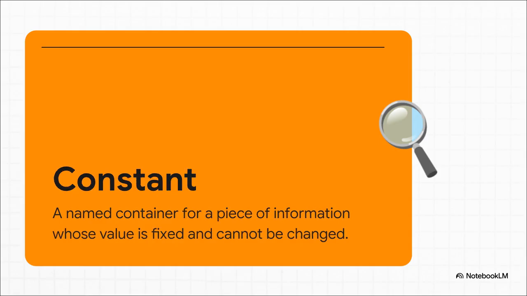But then you've got the opposite. Some things are just set in stone. We call those constants. Think about it. There are always 12 eggs in a dozen. There are always 60 minutes in an hour. In our recipe, that baking temperature of 350 degrees, that's a constant. It's not going to change. So that's the big difference you've got to remember. Variables can be updated, but constants, they're fixed.